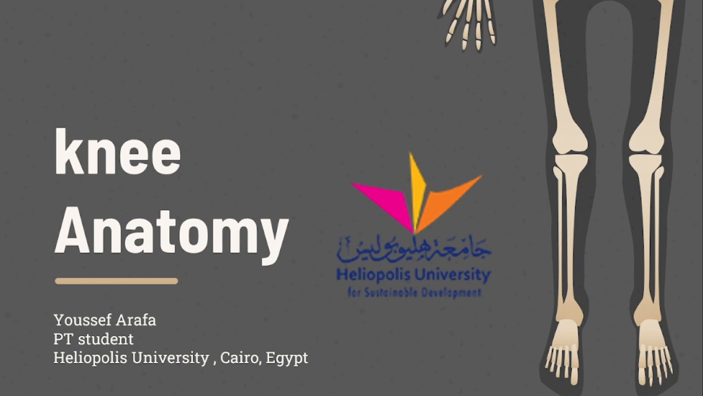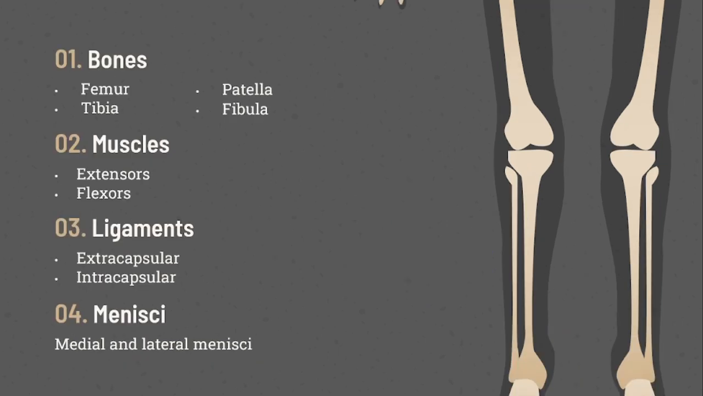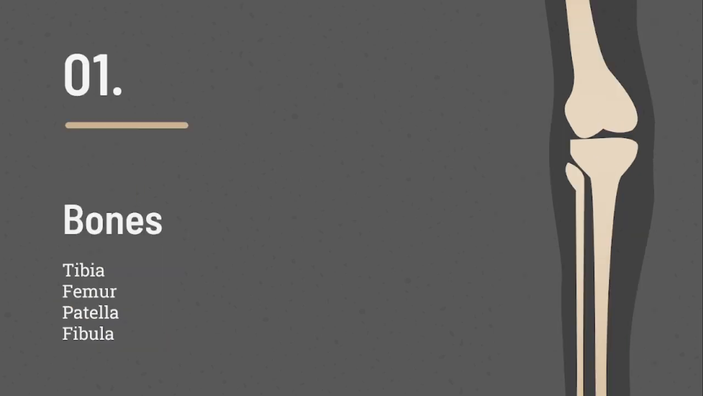Today we will discuss the knee anatomy regarding the bones, muscles, ligaments and menisci. The bones of the knee joint are the tibia, femur, patella and fibula.